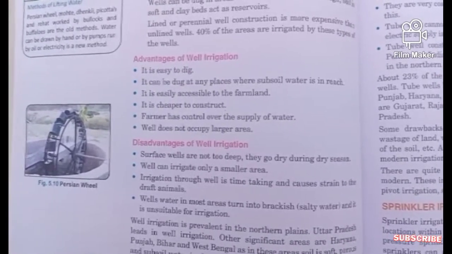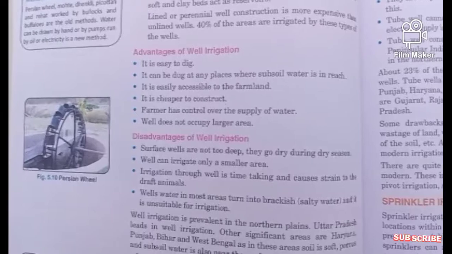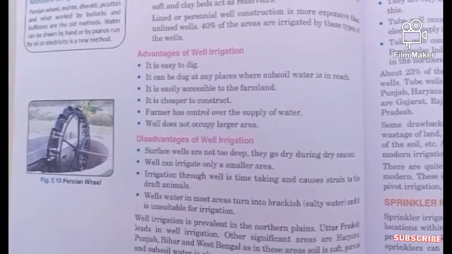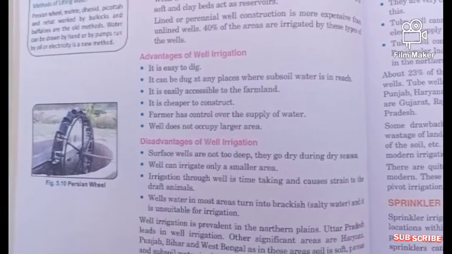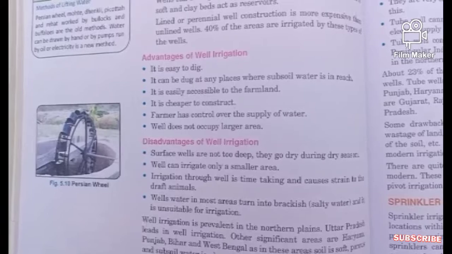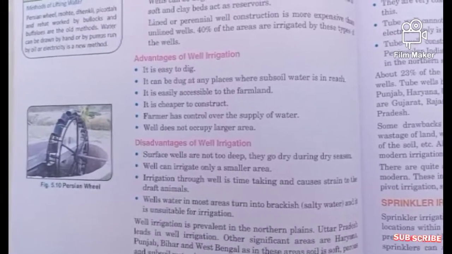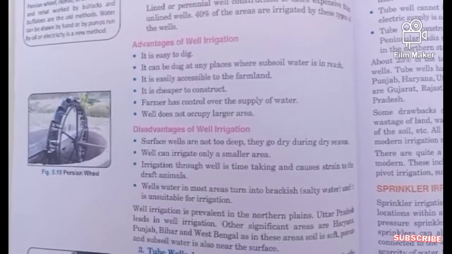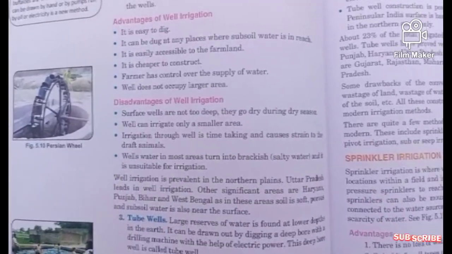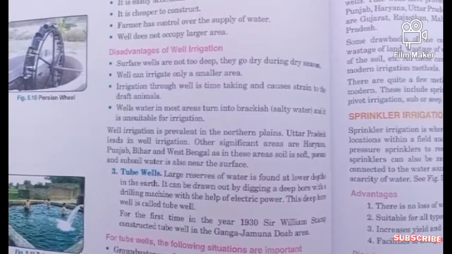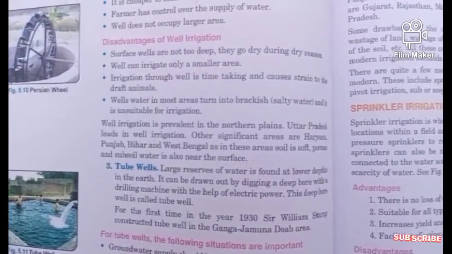Next one, it is cheaper to construct, and the farmer has control over the supply of water because it is in the hands of the farmer how much water he wants to give to the land, that much he can give and control the excess use. A well does not occupy larger areas because it is individually used, so lots of area is not occupied by the wells.